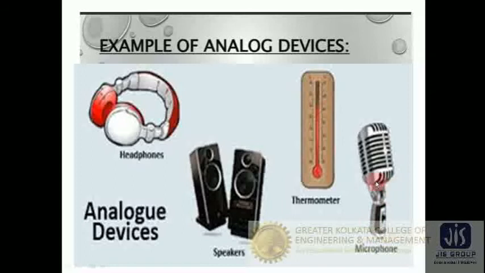This is the microphone. The microphone converts audio signals into electrical ones. It takes audio as input and produces an electrical signal as output. This is the function of the microphone. The output of the microphone is also an analog electrical signal. There are many other analog devices, but these are a few.